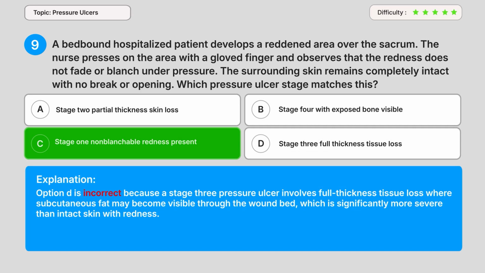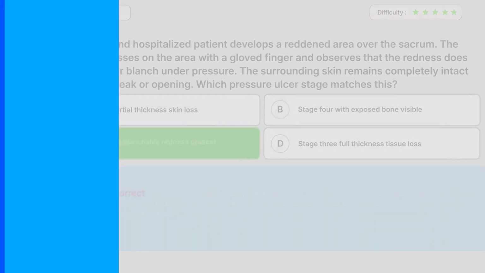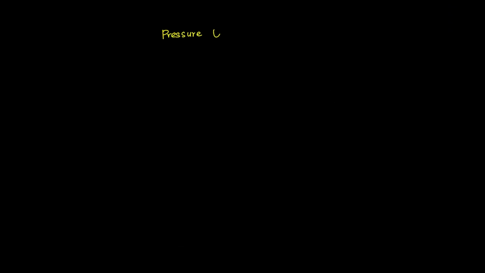Option D is incorrect because a stage 3 pressure ulcer involves full thickness tissue loss, where subcutaneous fat may become visible through the wound bed, which is significantly more severe than intact skin with redness. Pressure ulcer staging is one of those topics where the definitions are very specific, and they test you on those specifics.